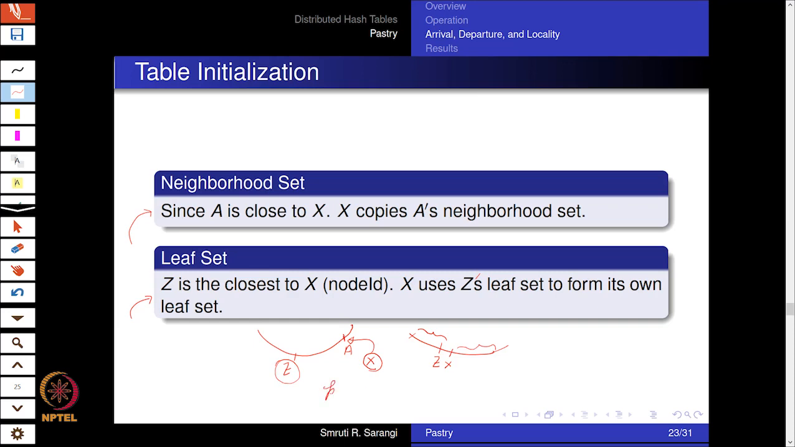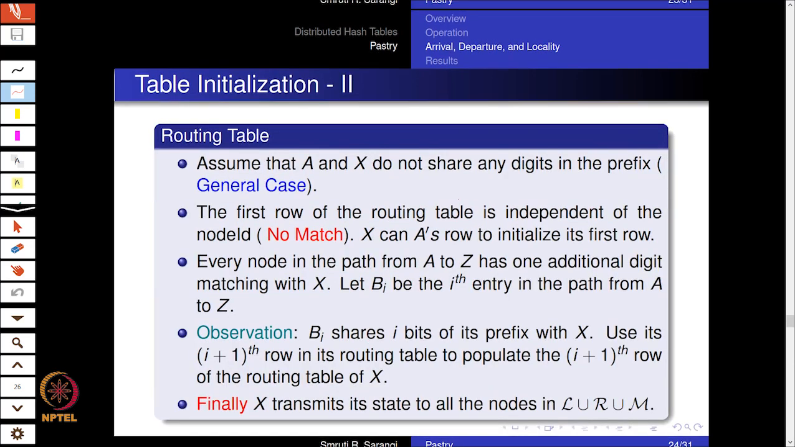So this, as you can see, is just the key lookup operation. In this case, it is not a key, but it is actually X's node ID. That's how we get Z. And the nice thing is that the neighborhood set will come from A and the leaf set will come from Z. But as I said, some minor adjustments need to be made, because the leaf sets are not exactly equal. Most of it, there's a huge overlap, but they are not equal. That needs to be kept in mind. They're not the same.